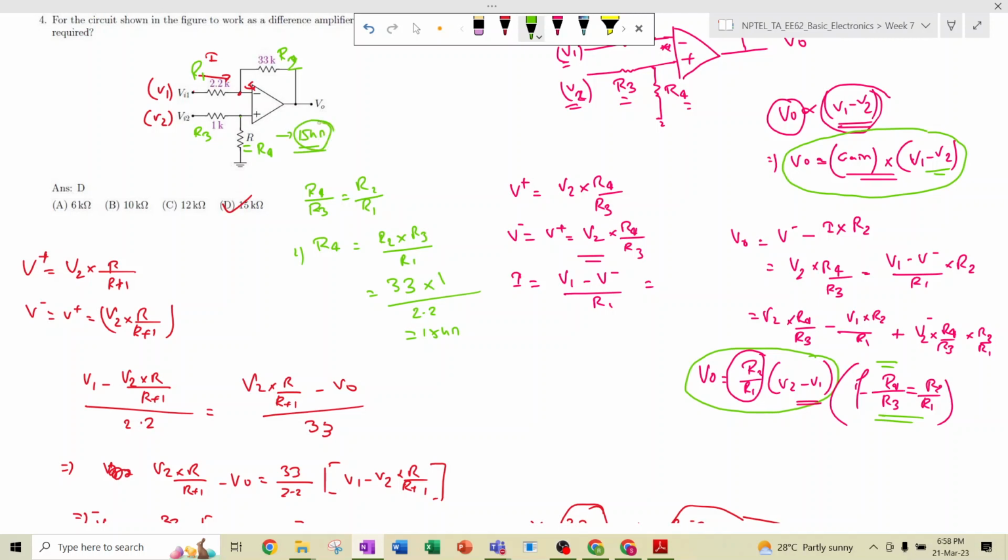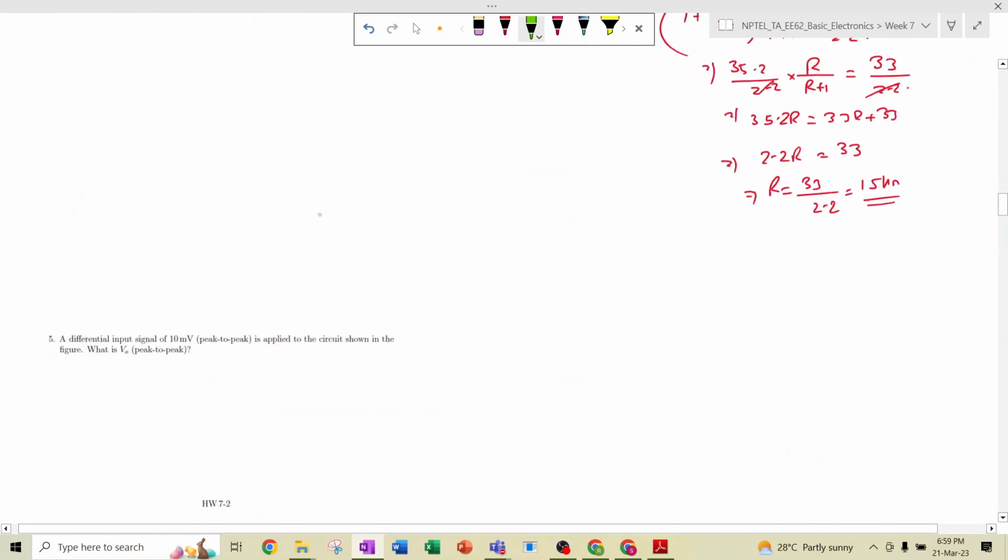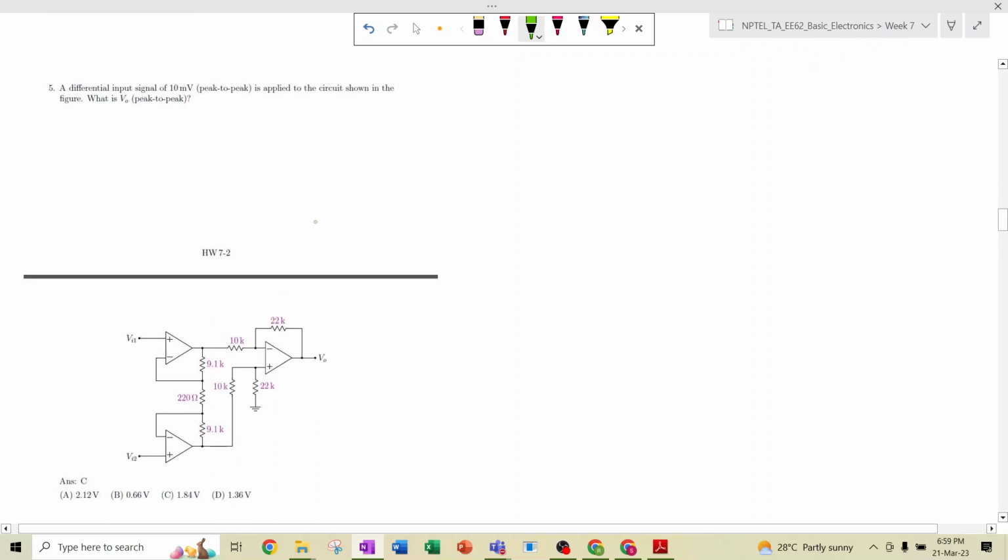Okay. So this is how this op-amp can act as a difference amplifier. The value of resistance R will be 15 kilo ohm. Then only it will act as a difference amplifier. Okay. So I am moving to the next question.